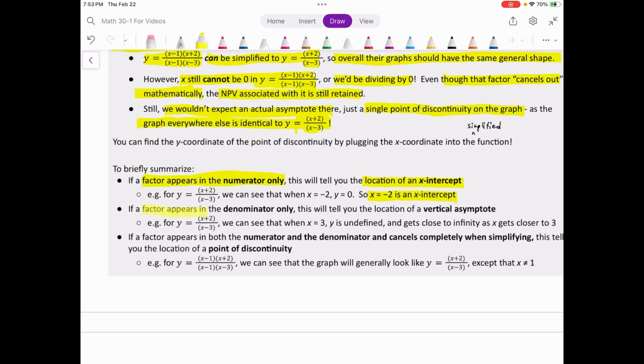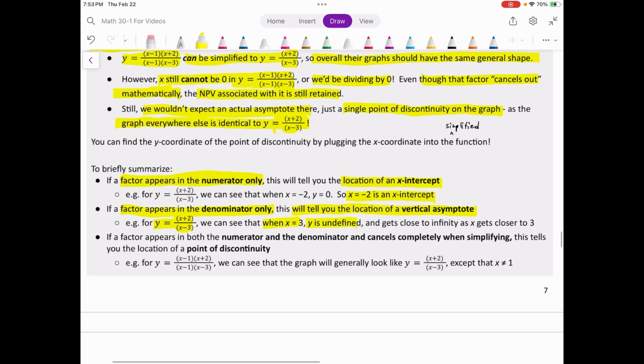So a factor that's only in the numerator tells us about where an x-intercept could be. If a factor appears in the denominator only, that's going to tell us about the location of a vertical asymptote, right? It's really going to govern the overall behavior of the graph. It's a value that the graph can never actually reach, but it will approach, right? Not just a hole, but an actual asymptote that gets approached by the overall graph. So for example, in the same one, y equals x plus 2 over x minus 3, we can see that when x equals 3, y is undefined, and it gets very close to infinity as x gets closer to 3, right? It's not like that x minus 3 is canceling out. That really is part of our equation. No way to simplify it out.